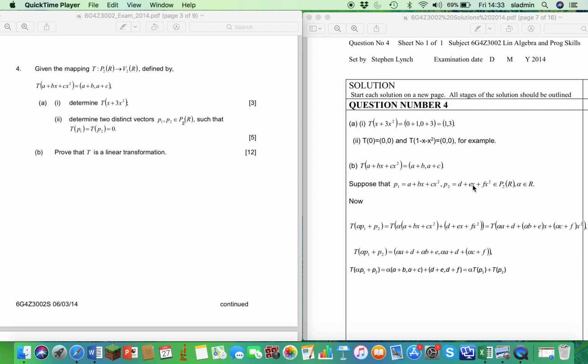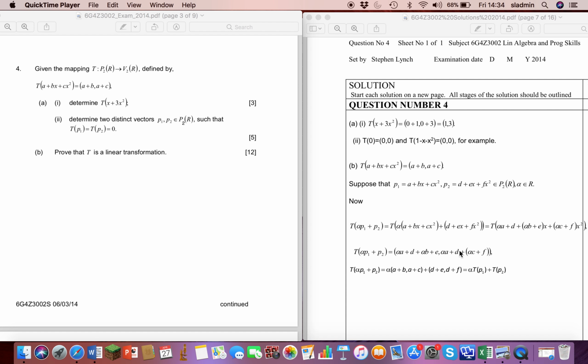So we take two general polynomials in P2(R). So we take a plus bx plus cx squared as polynomial P1, and d plus ex plus fx squared as polynomial P2, and we take alpha as a real number. So T of alpha P1 plus P2 is equal to T, so we just simply substitute for P1 and P2, and then we perform polynomial scalar multiplication here and polynomial addition to get this new polynomial. Then we apply the mapping T onto this polynomial to get this two-dimensional vector.